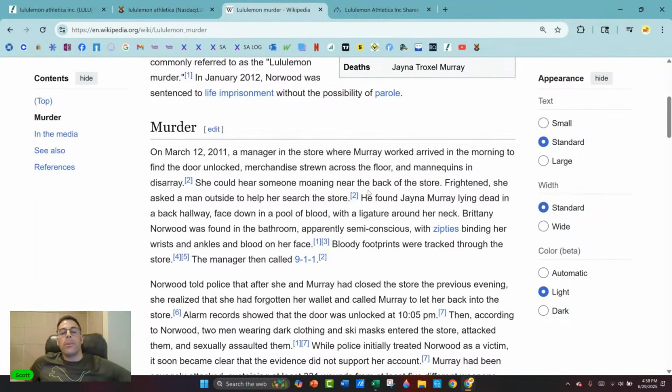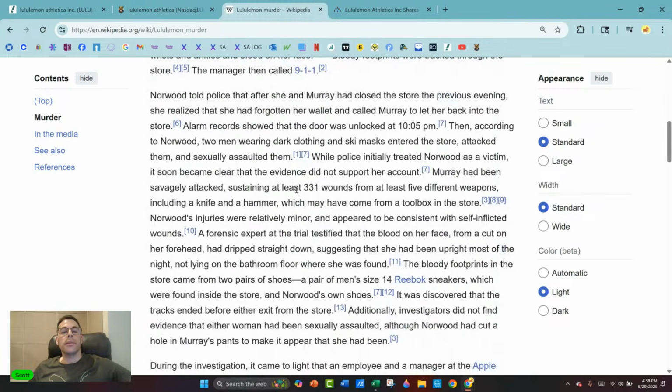A manager in the store where Murray worked arrived in the morning to find the door unlocked, merchandise strewn across the floor, and mannequins in disarray. She could hear someone moaning near the back of the store. Frightened, she asked a man outside to help her search the store. He found Jana Murray lying dead in a back hallway, face down in a pool of blood, with a ligature around her neck. Brittany Norwood was found in the bathroom with zip ties binding her wrists. Oh, so I guess she made it look like a robbery gone wrong. Bloody footprints were tracked through the store. The manager called 911.